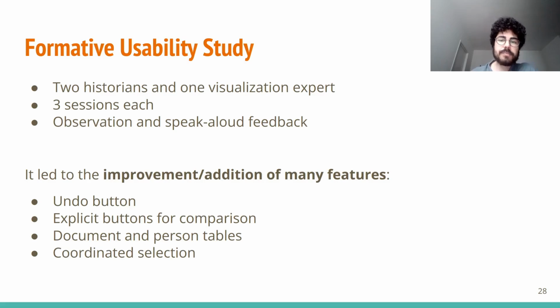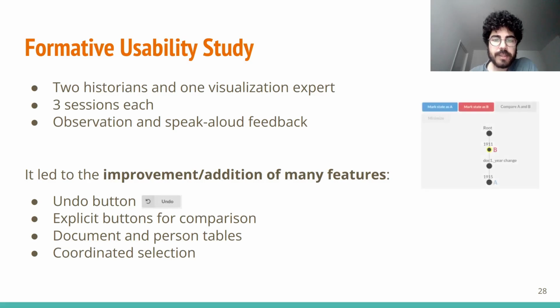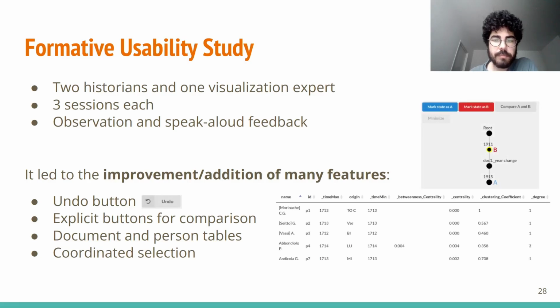After demonstrating that ComBiNet can be used for answering historical questions, we did a formative usability study with two historians and one visualization expert. We ran 3 sessions with each participant and asked them their feedback while they were operating the system. It led to the addition of the undo button, the document and person tables, the coordinated selection, and the improvement of the comparison mode, by associating colors to queries and by having to mark the nodes in the provenance tree before launching the comparison.